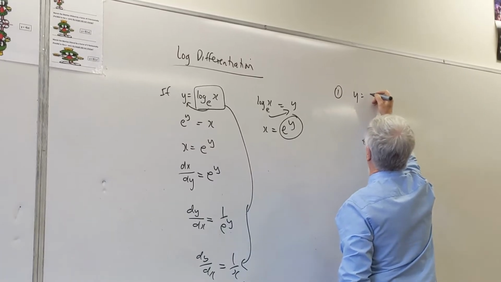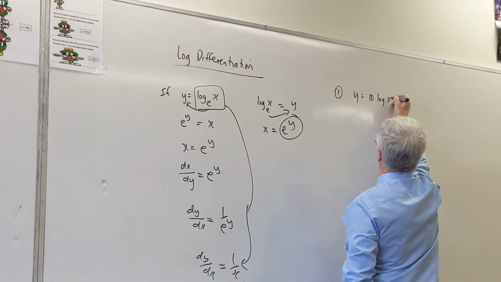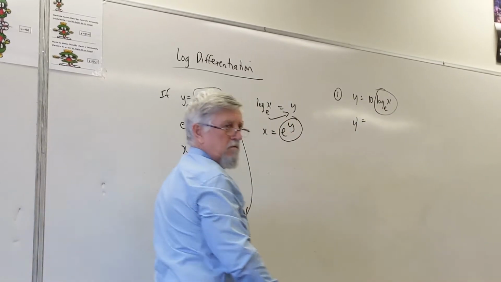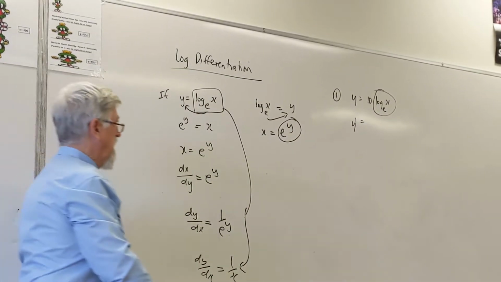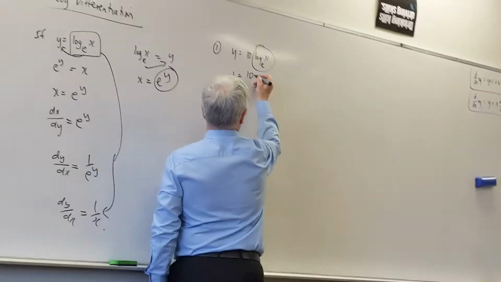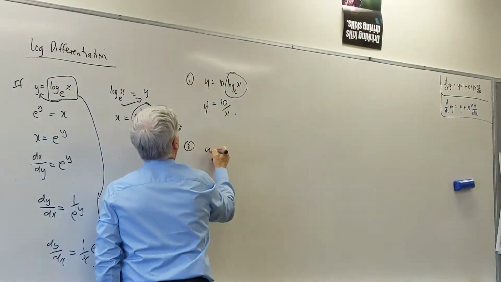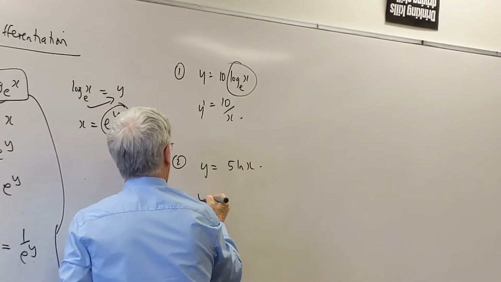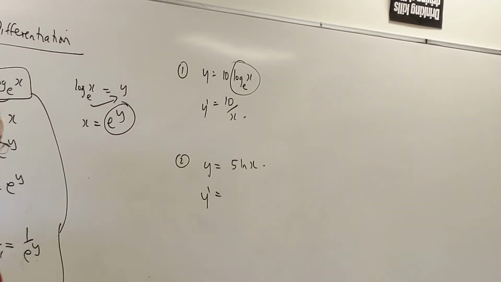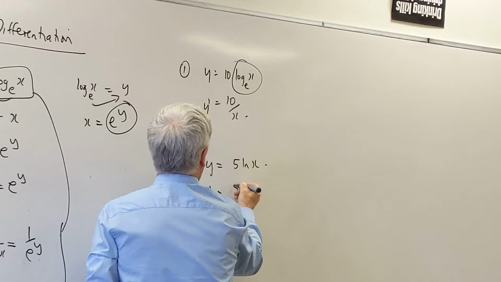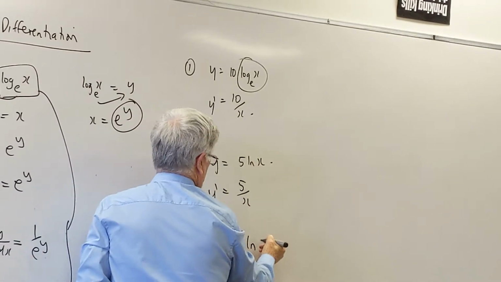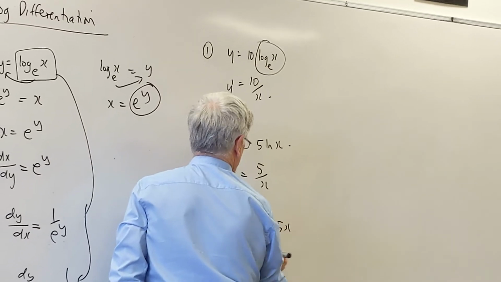So what if I had 10 log of x base e? I know the derivative of that is 1 on x, so 10 on x. Do another one. What if I had 5 ln x, and I want to differentiate it? It'd be 5 on x. So what's going to happen when I have the ln of 5x instead?